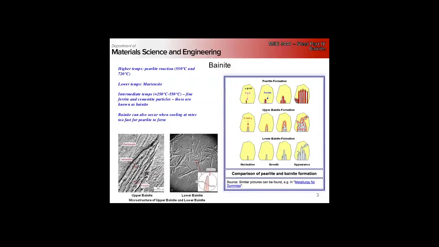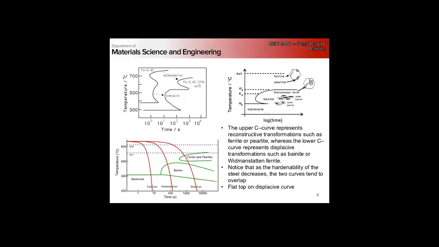So basically, with intermediate isothermal holds, or as we'll see, if we cool fast enough, too fast for pearlite to form, but not fast enough for martensite, we can get Bainite, right? And that's just sort of shown on the TTT diagram.